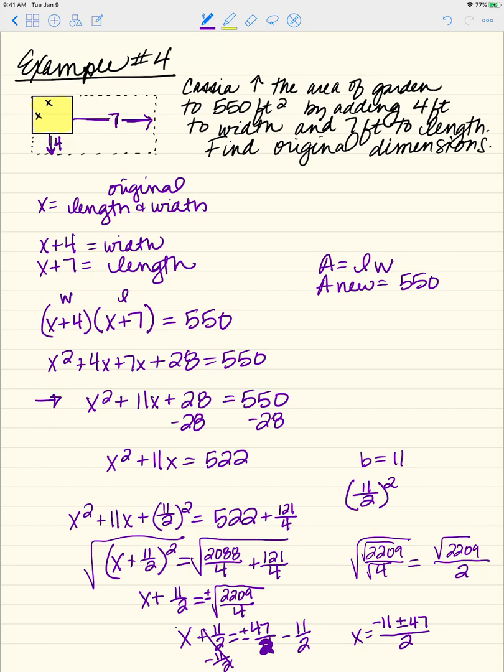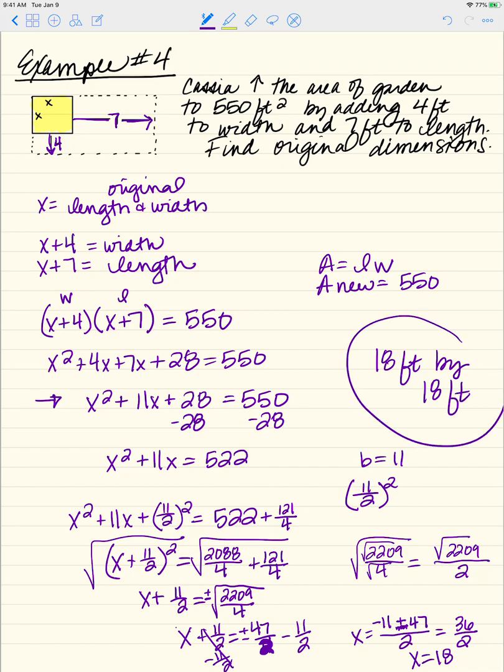Now, negative 11 minus 47 is going to give me a negative value for x. That can't happen because we're talking about distance. So I can knock out this negative, okay, and do negative 11 plus 47. Negative 11 plus 47 is 36 over 2, so x is equal to 18. So the original dimensions of the garden were 18 feet by 18 feet. And that is completing the square.